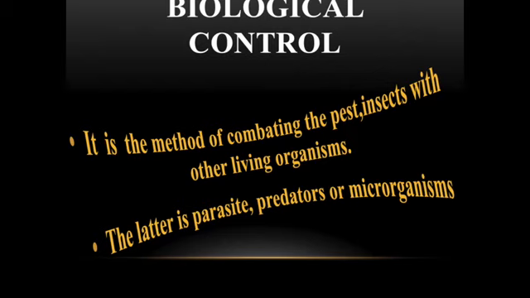Biological method is a method where the pest can be controlled by the use of biological agents. 98% of the pest can be controlled by nature. Biological agents commonly used are predators, parasites, birds, animals and some microorganisms.